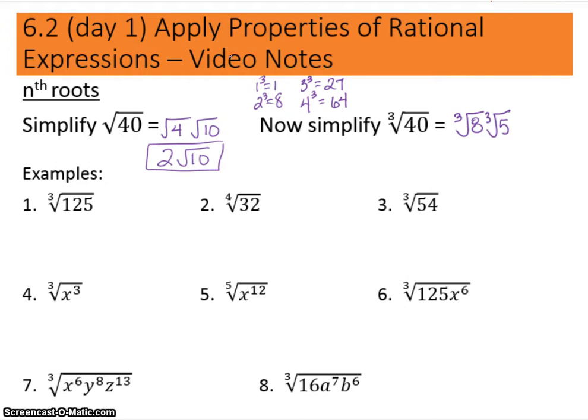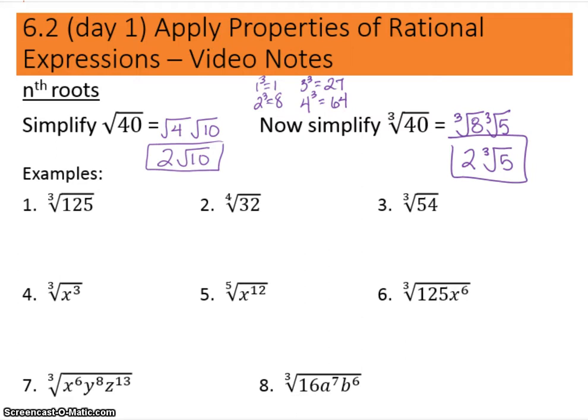So here on this first one we did the square root of 4 because 4 is a perfect square. Here we need to find a perfect cube that goes into 40, which is 8. And since the cube root of 8 is 2, we have 2 cube root 5. So there's how we simplify cube roots.